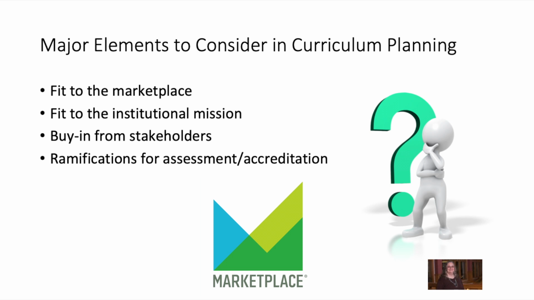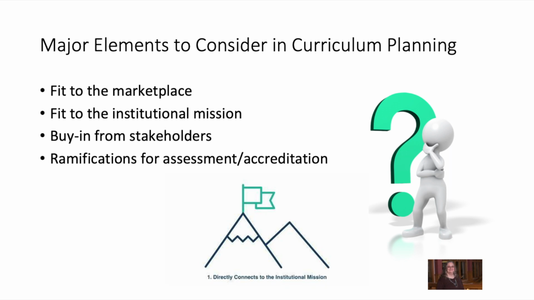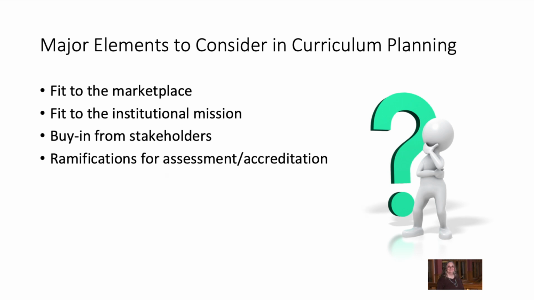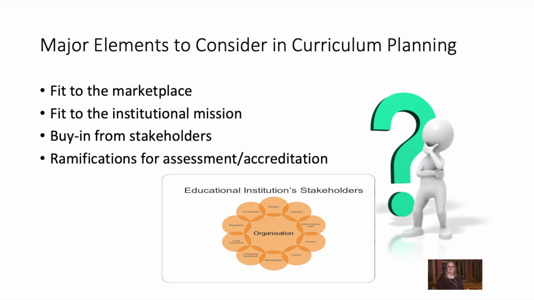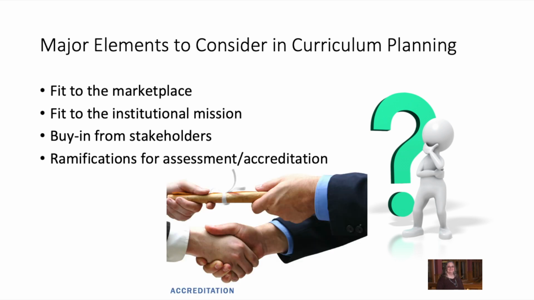First, you need to look at the marketplace. Is there a gap in the offerings in the geographical region that your institution serves? Is there an interest in the topic that the curriculum will cover? Next, you need to look at your institutional mission. You need to make sure that your curriculum and content is aligned with the school's overall aims. Next, do you have buy-in from your stakeholders? Because goodwill and commitment is essential for successful curriculum development. And finally, what is the impact for your institution's assessment or accreditation? Do the views of your outside agencies need to be considered?